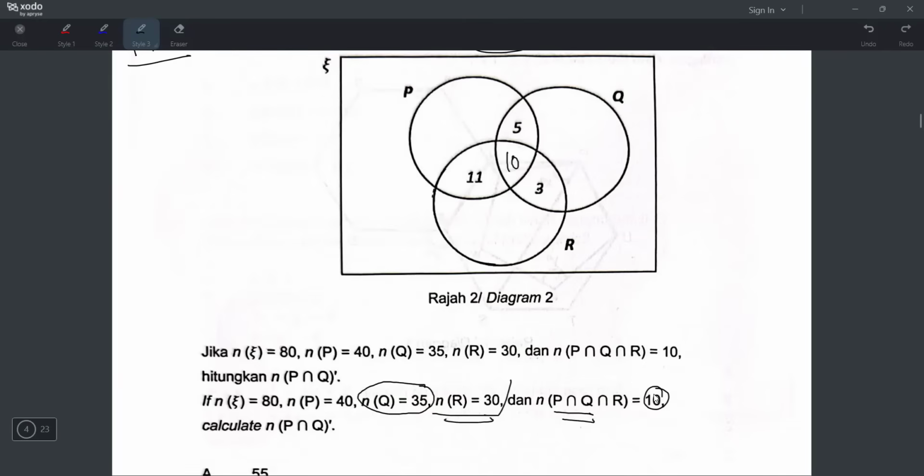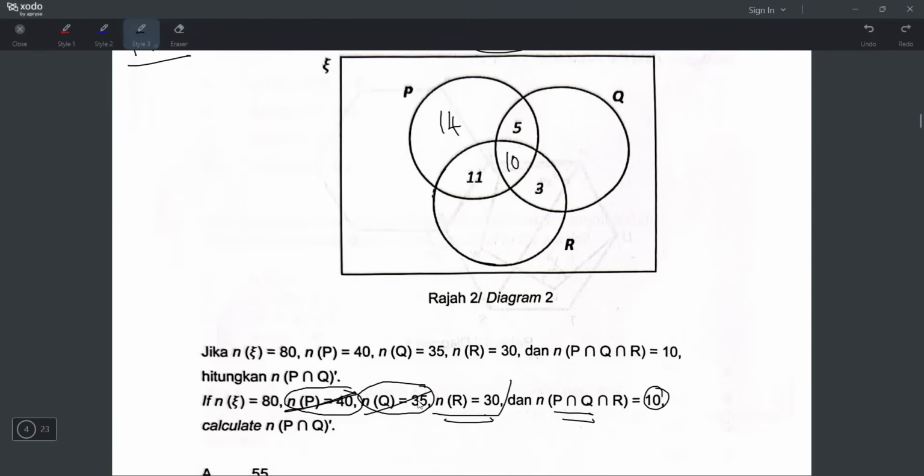Okay. And after I write this 10, suddenly I can use the P40 already. Because remember P40 is referring to this four region add together. And now as you can see, I only have one kawasan yang saya tak tahu. So I can take 40 minus this, minus this, minus this, right? So if you minus, you will get 14. Okay, so now I'll cut here.